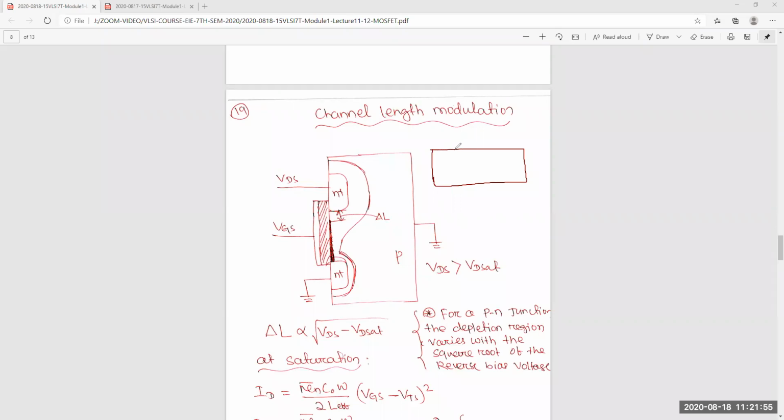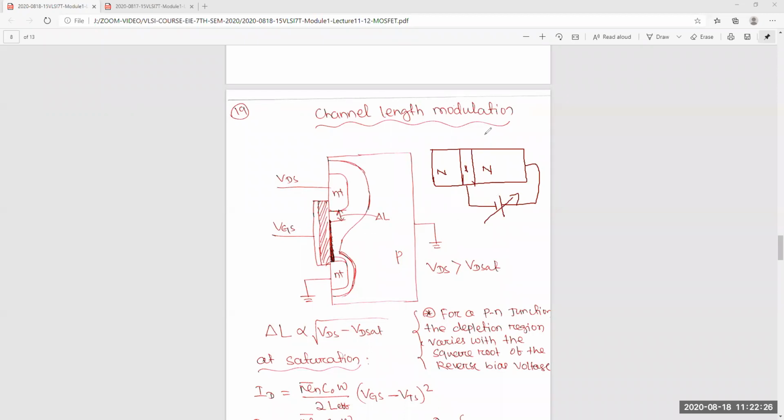Okay, this is your emitter. This is the base. So it's our NPN. So this is your BJT. Now we are increasing this voltage. So this N is positive, P is negative, so it's a reverse bias.